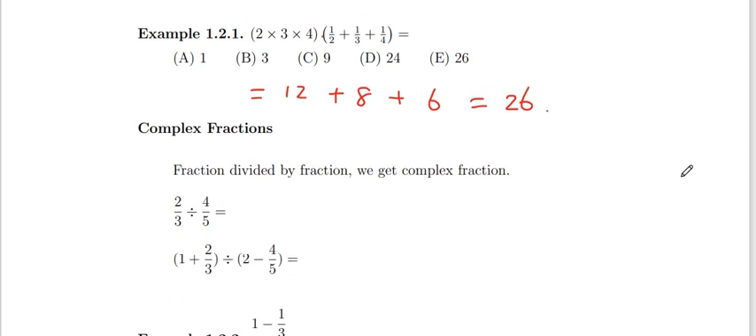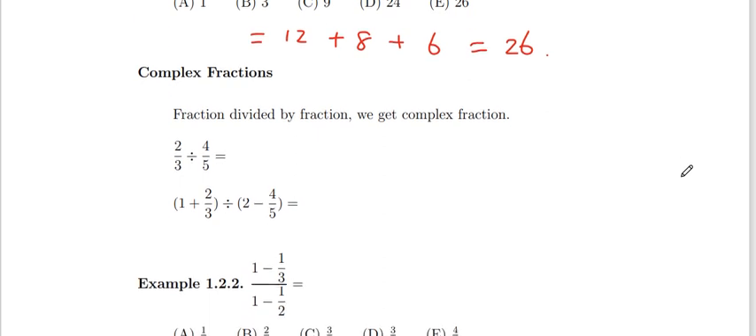For fractions, we also have the complex fraction. A complex fraction is just a fraction of a fraction. The fraction line is a division. So for this one, 2 over 3 divided by 4 over 5, we can regard it as this number over this number. This is the complex fraction.